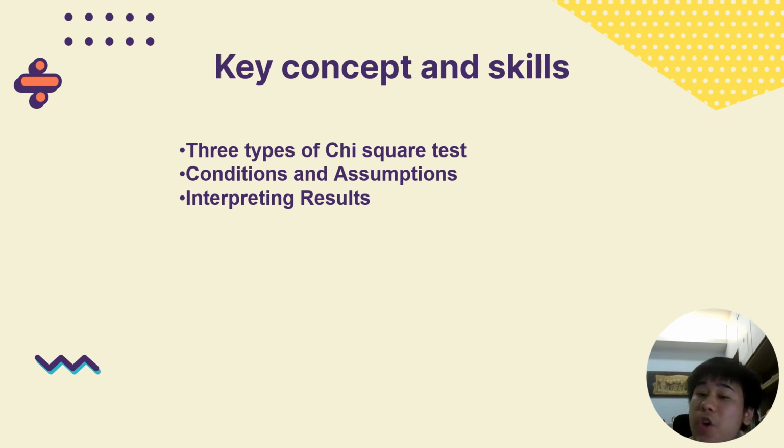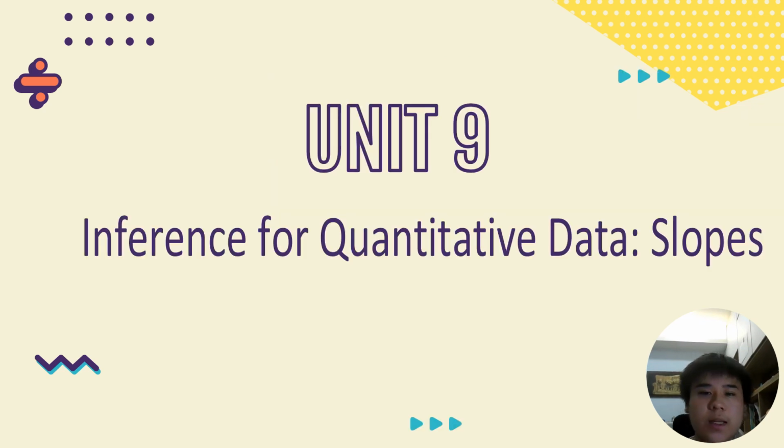You need to know what you are doing. When you find the p-value, what does that p-value stand for? What are you trying to find? What are you trying to compare? These are all really important in AP Statistics. All right, last unit. Unit 9. Finally, we're almost finished, guys.